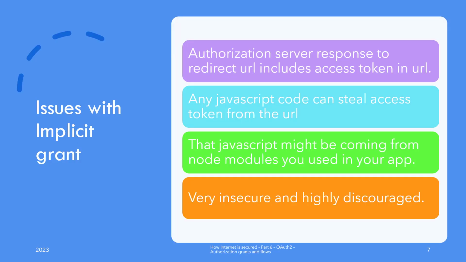So what's the issue with implicit grant? The biggest issue is the access token being sent in the URL. Any JavaScript code hidden somewhere deep in the bowels of node modules could steal and post the access token to its master by keeping an eye on the URL for window.location to contain the word access token. That is it for implicit grant.